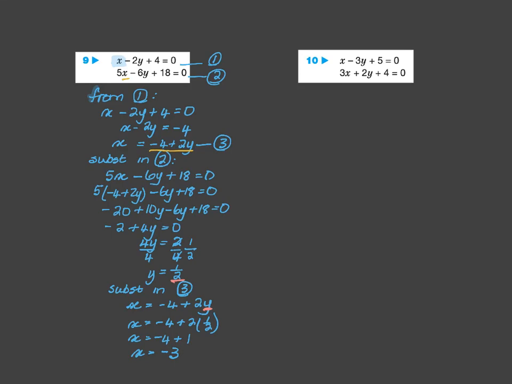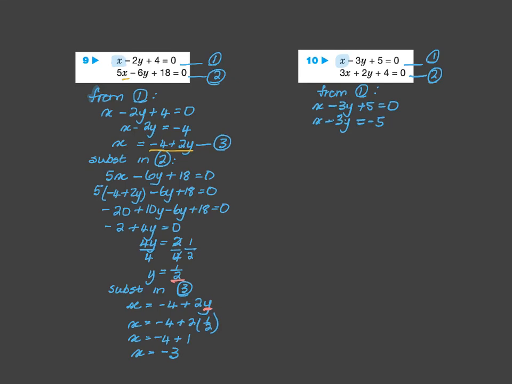And the last one, number 10. That's equation 1, there's equation 2. I want to isolate this x in equation 1. So I'm working from equation 1. X minus 3y plus 5 is equal to 0. So I'm going to subtract 5 from both sides to get rid of the 5 on this side while I'm trying to isolate x and make it the subject of the formula. So the left side is x minus 3y, and then plus 5 minus 5 is 0, so it's equal to 0 minus 5, like that.